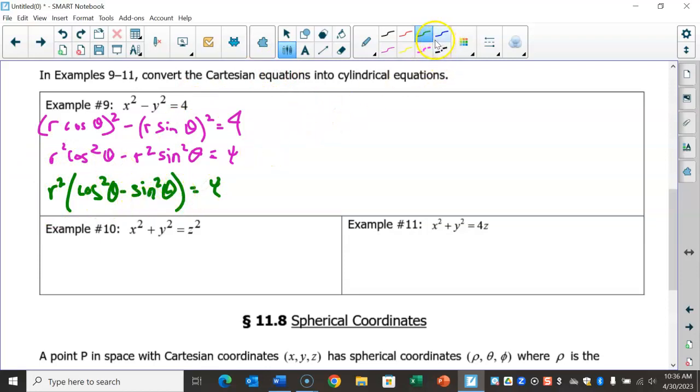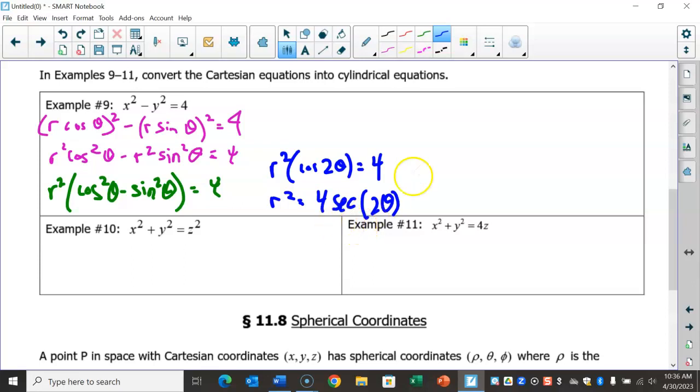And hopefully everybody knows that that is the double angle identity for cosine, one of them actually. And so I get that r squared times cosine of 2 theta equals 4. And then if I want r squared by itself, I divide by cosine of 2 theta. So this would be 4 divided by cosine of 2 theta, which is the same thing as 4 times secant of 2 theta. And so this is the equation that most likely you would see as a multiple choice question.